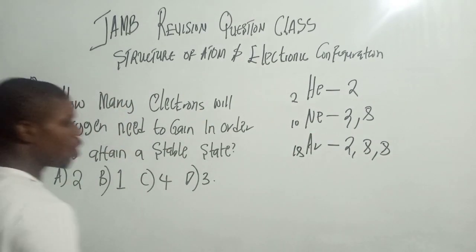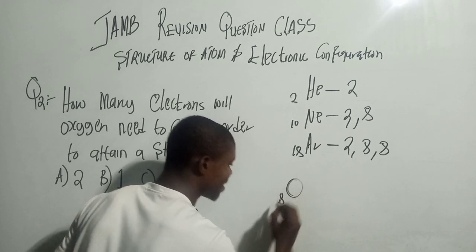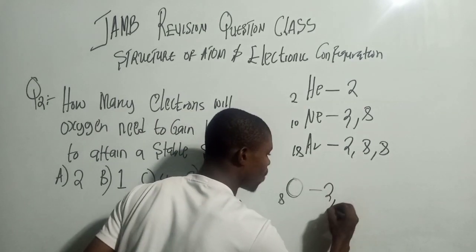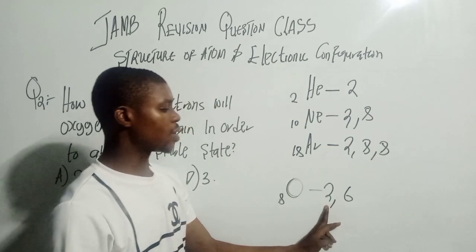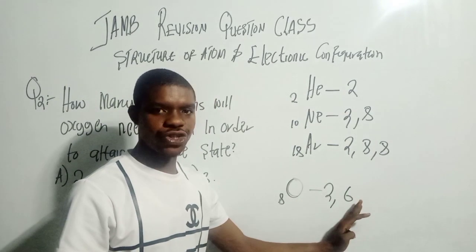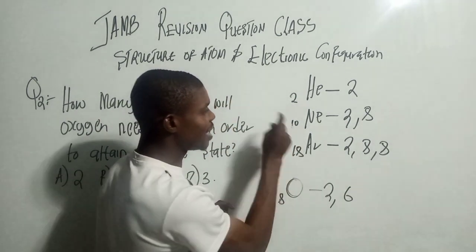So instead, I will look at oxygen. The electron number of oxygen is 8. If you write the electron configuration, it is 2 and 6. You get that? That is 2 electrons in the first shell, 6 electrons in the second shell. Do you get that? Now oxygen wants to behave like neon.